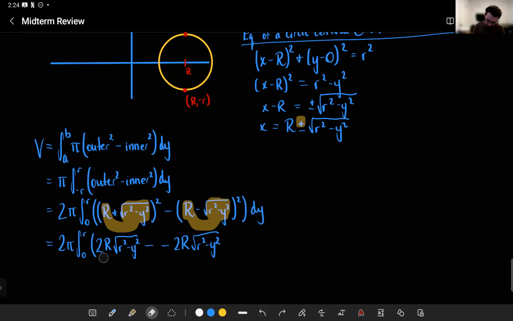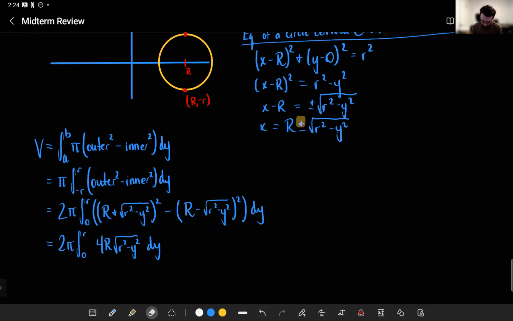So let's go ahead and erase this. Change this 2 to a 4. I don't even need the parenthesis anymore. dy. All right, fantastic. So this looks much more manageable.